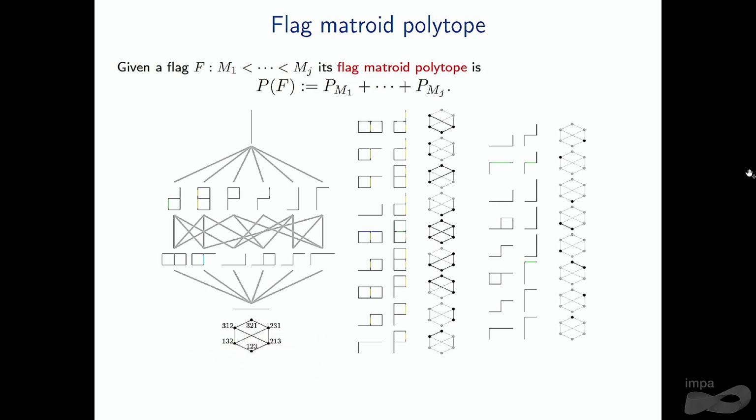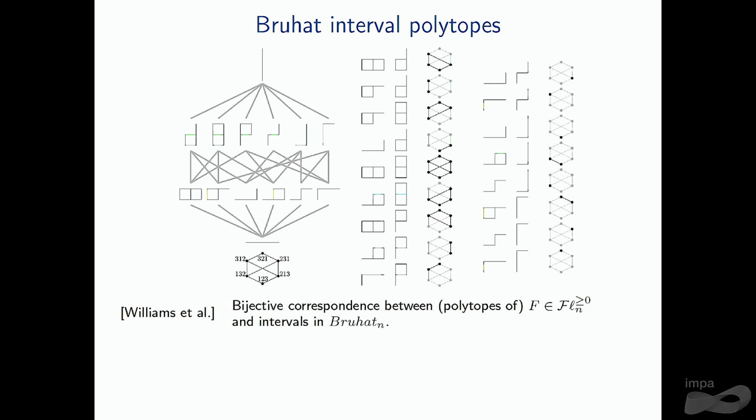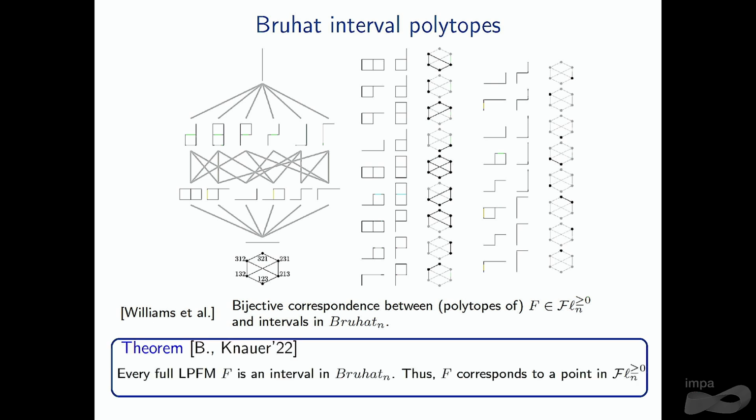This poset is the Bruhat order on permutations. It's just an order on permutations. But the point here is that it's not an accident that the polytopes coming from lattice path matroids are intervals in the Bruhat order. So actually, that is the way of proving that full flags of lattice path matroids can be realized simultaneously by a matrix that is non-negative. So this is a result that uses Bruhat interval polytopes as defined by Lauren Williams.